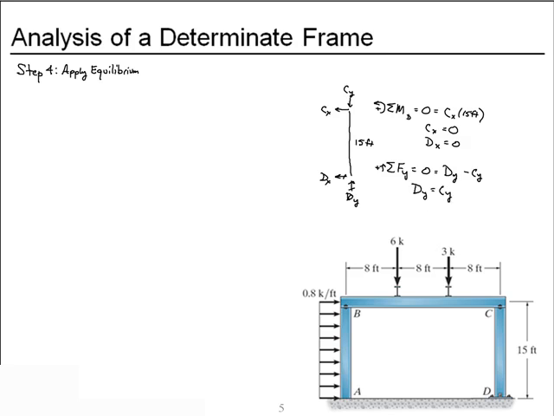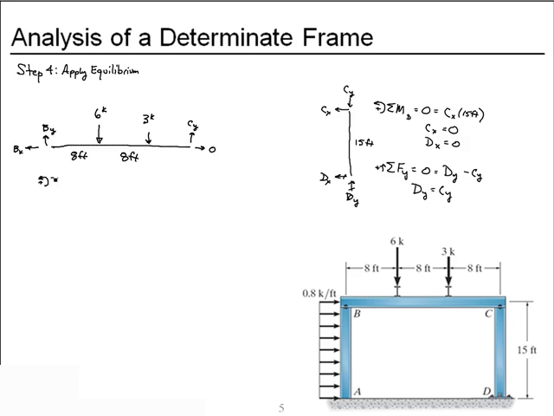Now let's move to member BC. We have point force of 6 kips, 8 feet from the left, and we have an 8-foot spacing until we get to the 3 kip load. We have our vertical force at the end, Cy. Here we found that Cx is 0 already. We have Bx on this end and By. So let's start by summing moments about point B.